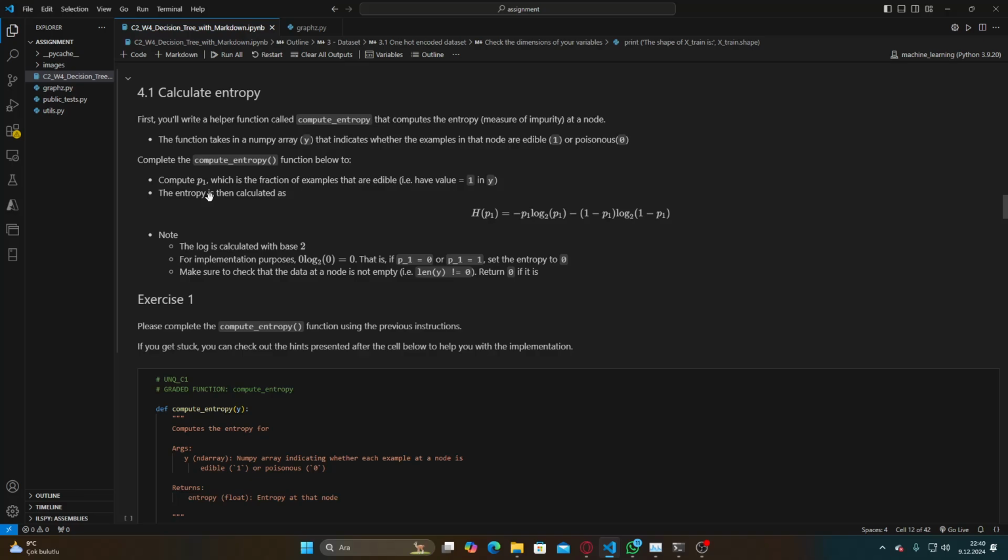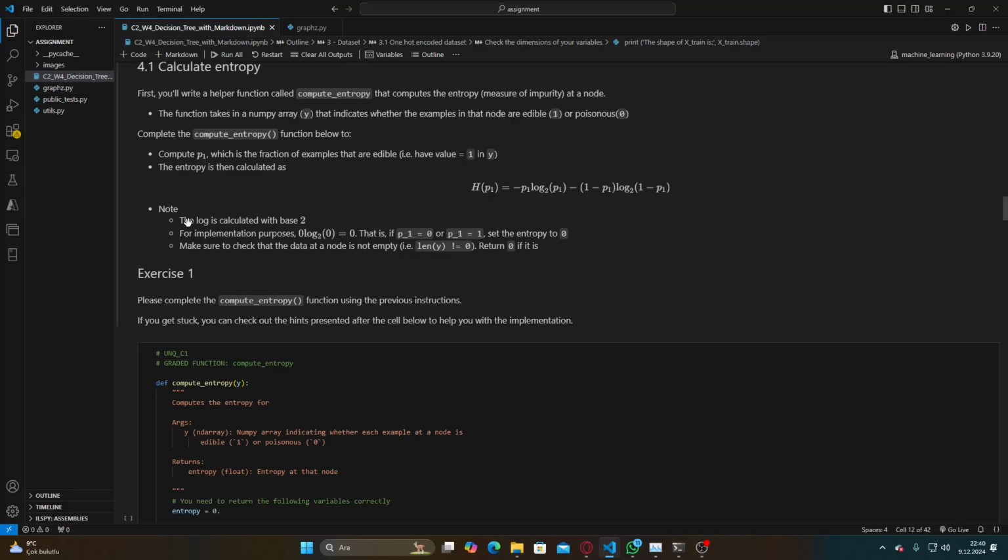Compute p1 for the edible examples. The entropy is then calculated with the log taken with base 2, as always in math. For implementation purposes, 0 log2 0 equals 0, that is, when p1 equals 0 or p1 equals 1, set the entropy to 0. Make sure to check that the data at the node is not empty. Not empty, I'm sorry.